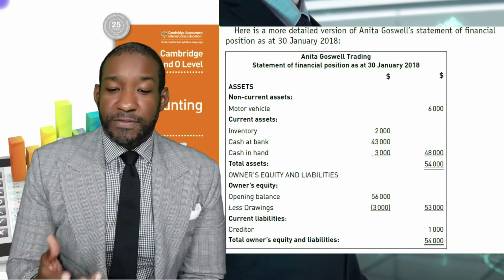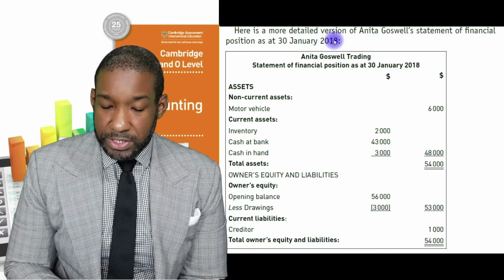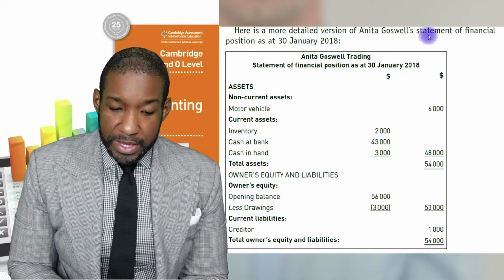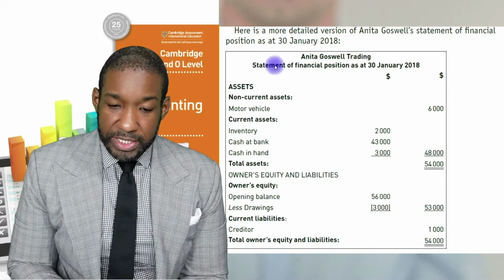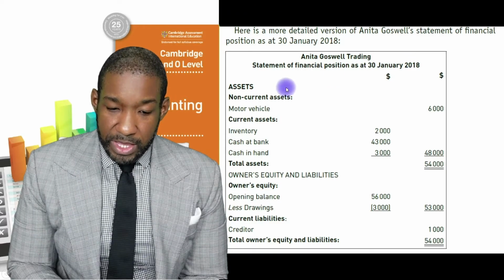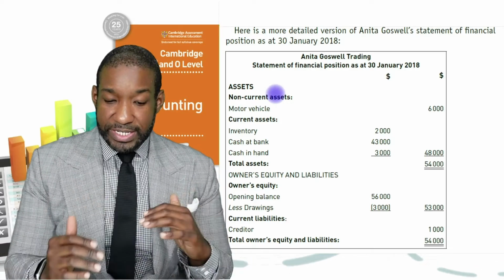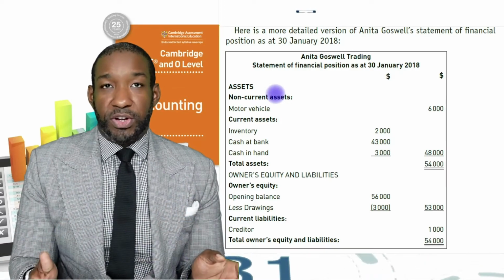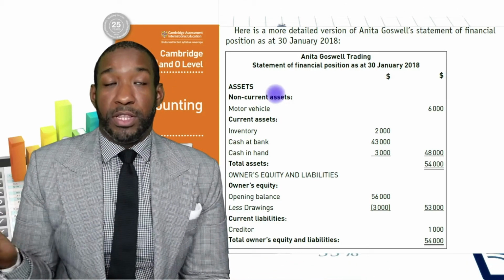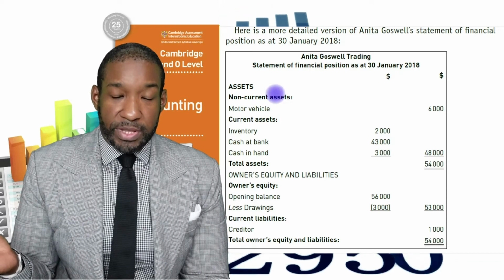Here's a more detailed version of Anita Goswell's statement of financial position as of the 30th of January 2018. So here we have Anita Goswell Trading, statement of financial position as at 30th January 2018. Now everything is going to be split apart into current assets and non-current assets, and there are only current liabilities in this scenario. But as an example, a non-current liability would be something long-term, like a bank loan.